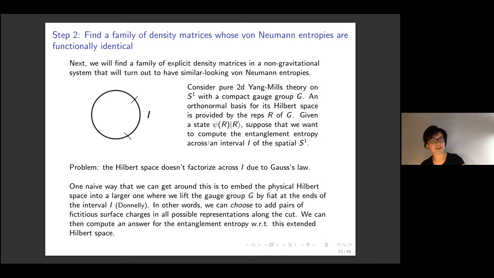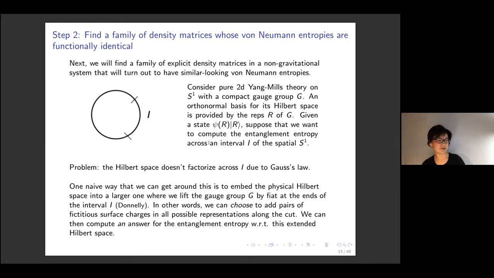Now this way of extending the Hilbert space will not at all be unique. We could just as well have extended it by merely doubling each state across the cut, or on the other extreme by putting in a huge number of extra degrees of freedom at the ends of the cut. So it's a very specific choice we're making, where we privilege Gauss's law, take it to be a physical constraint equation that's to be lifted. But indeed, this is what ends up agreeing with the path integral result.